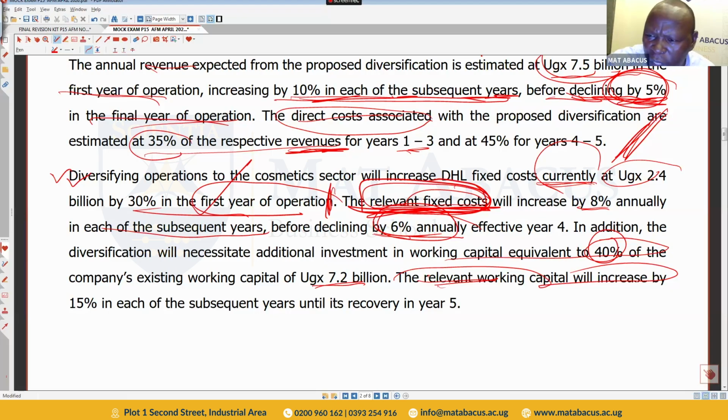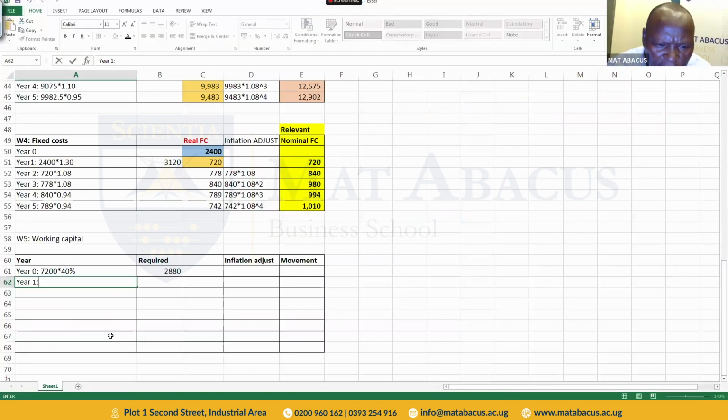But now the relevant working capital will increase by 15% in each of the years until its recovery in the final year. So when I come here, I'm going to bring 2880 multiplied by 1.15. When I do that, that is the 2880 required, which is relevant, times 1.15. And the process continues.